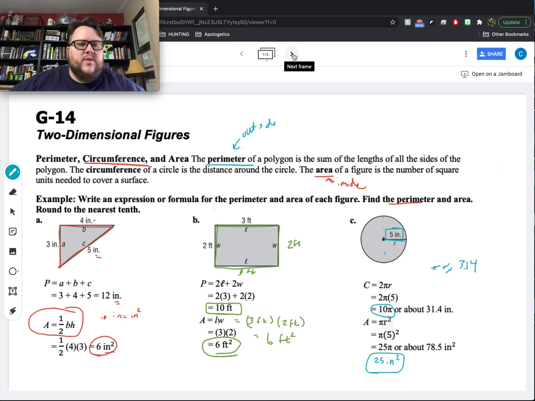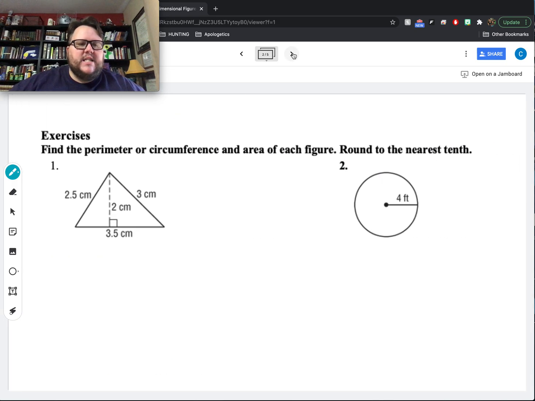So that's what you guys are doing, and I gave you some space here. Area, this is a triangle. Area equals 1/2 base times height. Well, my base is here, so 3.5. That's my base. And my height is actually not the sides at all. My height is the perpendicular distance from the top to the base. So my height is 2 centimeters.